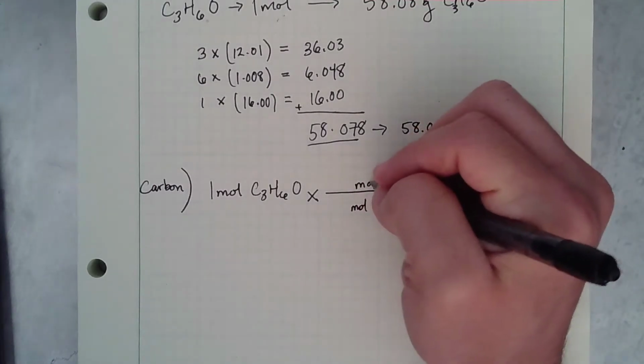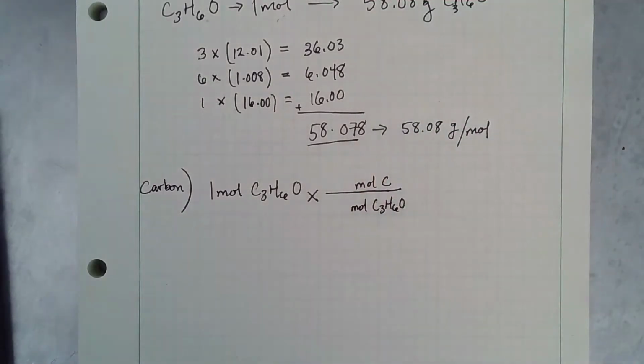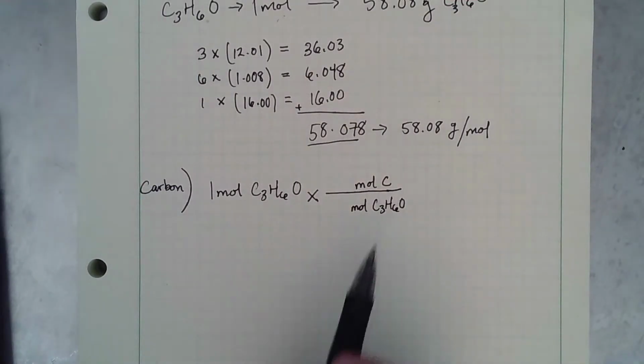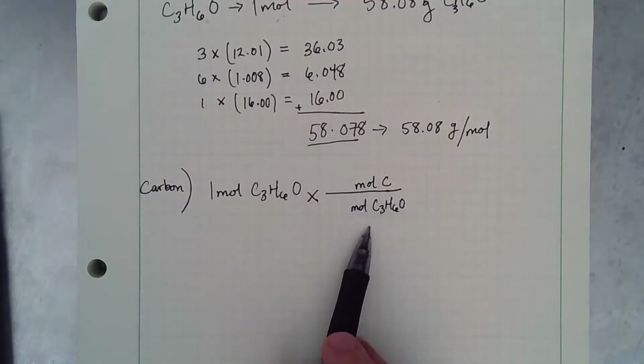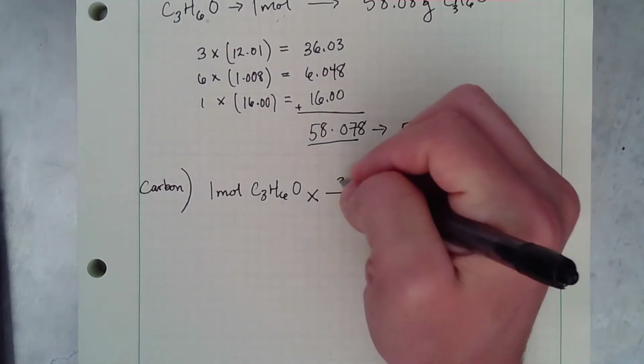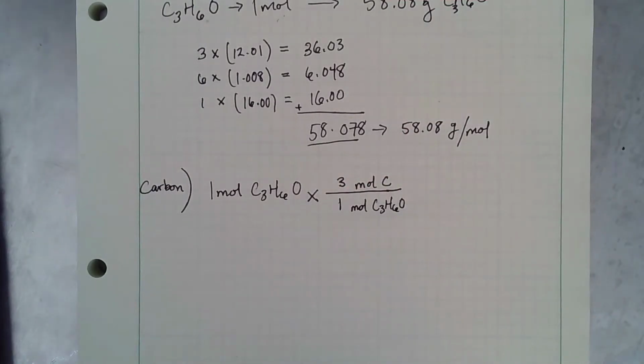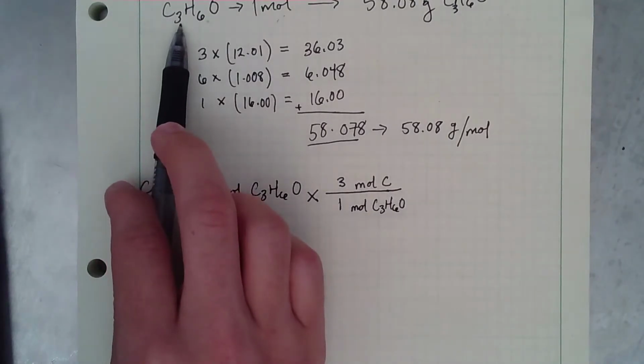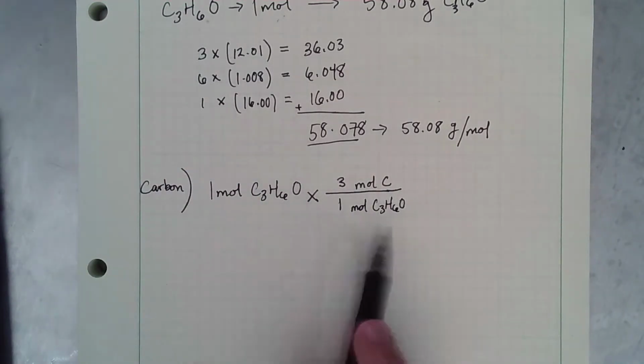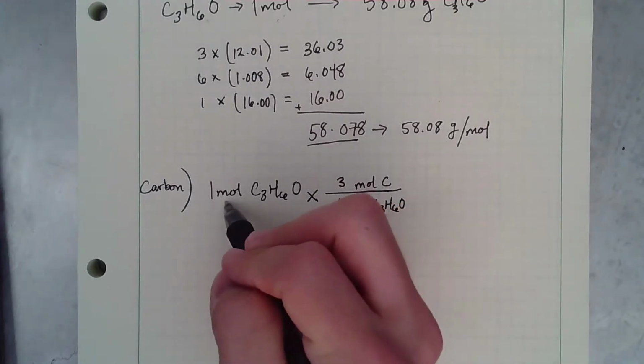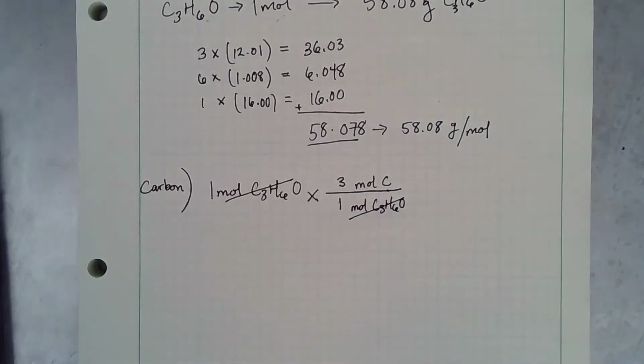So moles of carbon. This isn't hard, right? How many moles of carbon are there per mole of C3H6O? It's really simple: there are 3 moles of carbon per 1 mole of C3H6O, because it's C3. So this is not supposed to be something super tricky. This is just to show you that you can use dimensional analysis throughout all of these problems to avoid getting yourself confused.